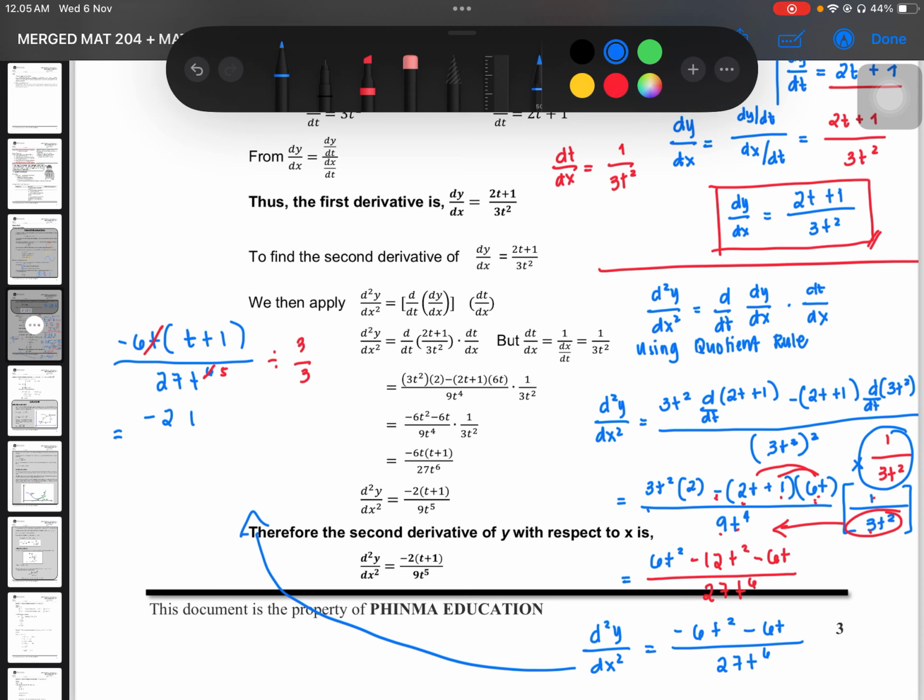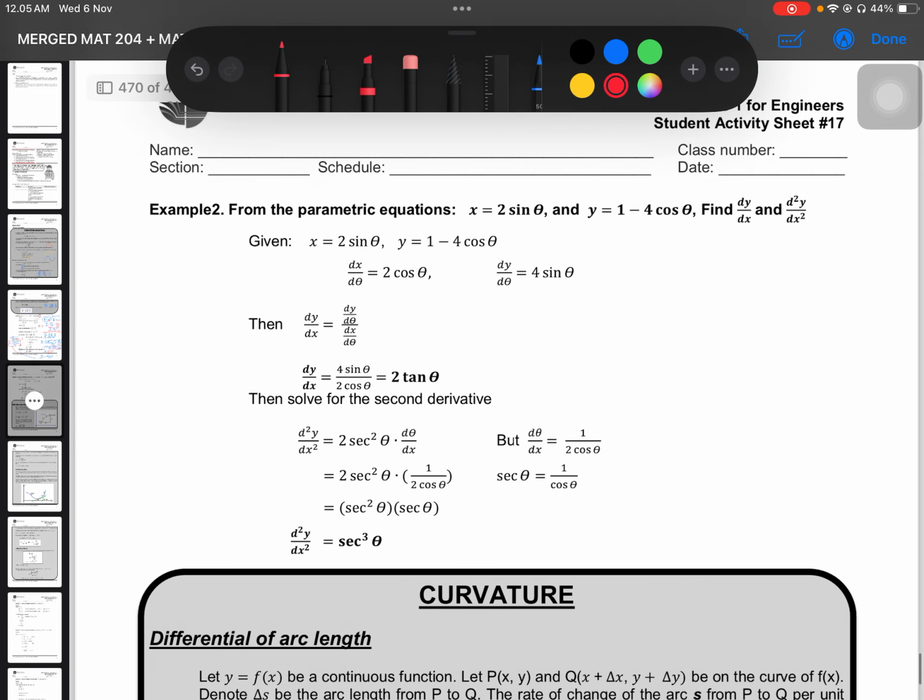Okay? So, negative 2 multiplied by t plus 1 all over, 27 divided by 3 is 9, then t raised to 5. And that will be your y double prime. Okay, so same answer. So with this one, you try this on your own para din try natin kung kaya niyo siya maintindihan. But same process. Kaya lang, pagdating dito, nakaekis naman siya.